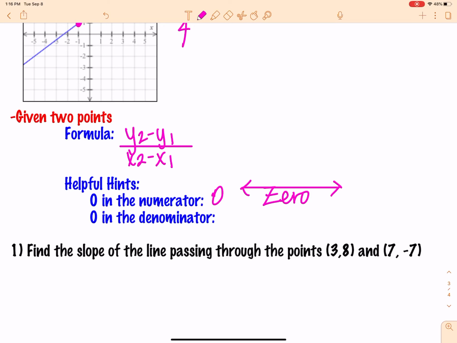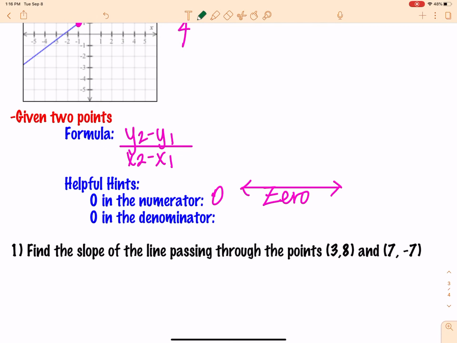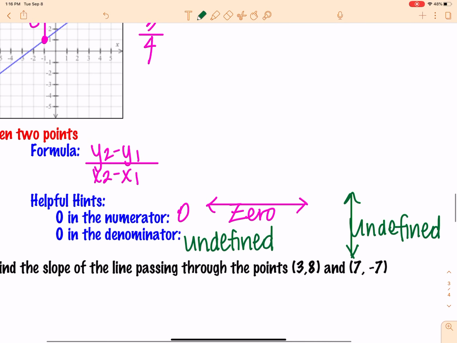What if the opposite happens? What if we get a 0 in the denominator? As a fraction we can't have 0 in the denominator because that means it's an undefined number. So what does an undefined line look like on a graph? Just like how with 0, I can write the letter Z and start writing 0, with a vertical line, I can start writing U for undefined. So that's how I tell the difference between a vertical and horizontal line, and between a 0 slope and an undefined slope, because you guys get those mixed up quite often. So make sure you make the distinction here.